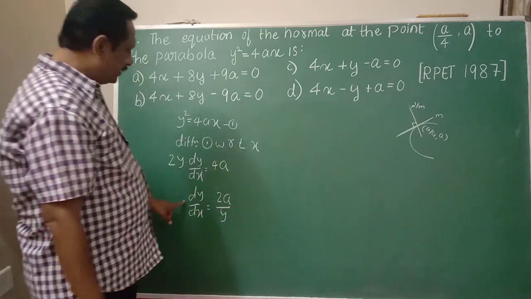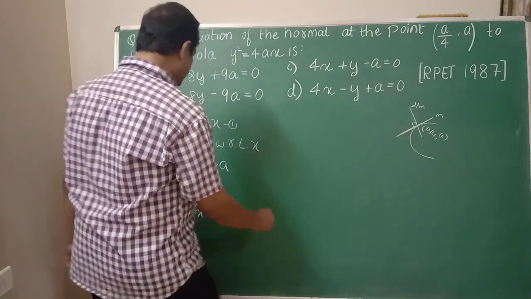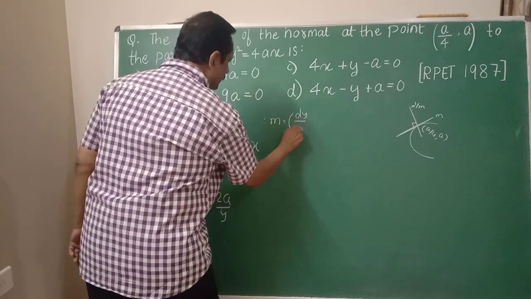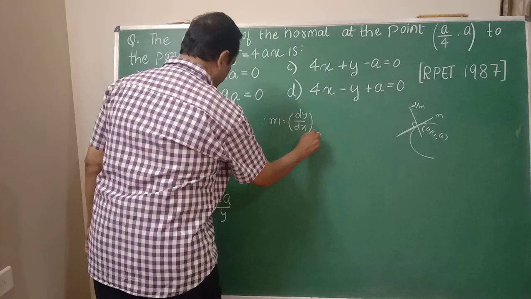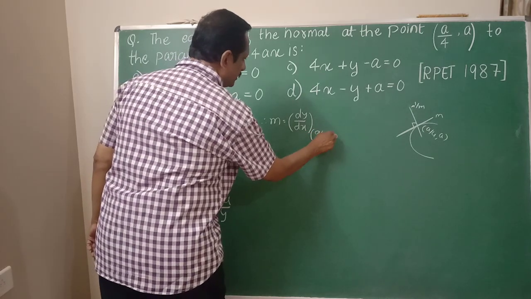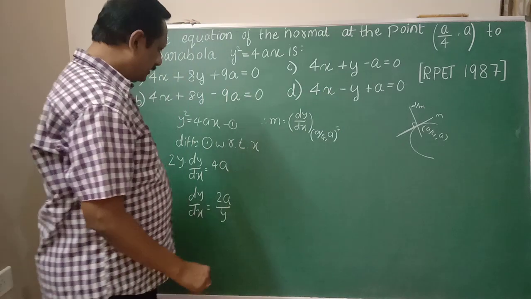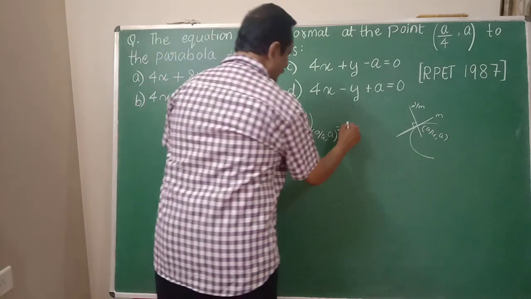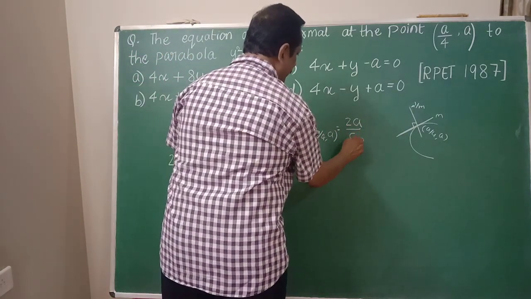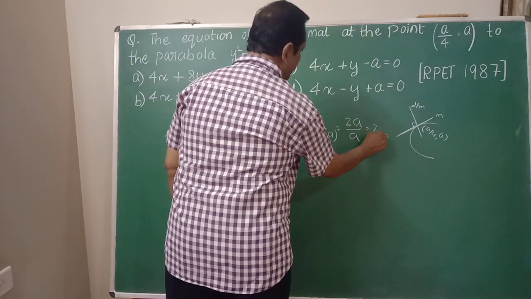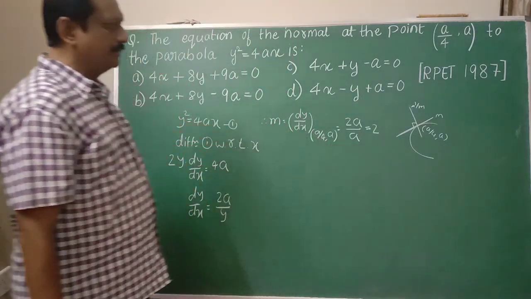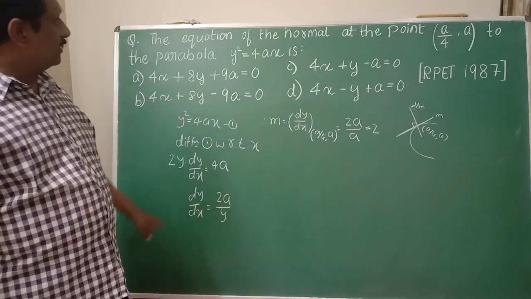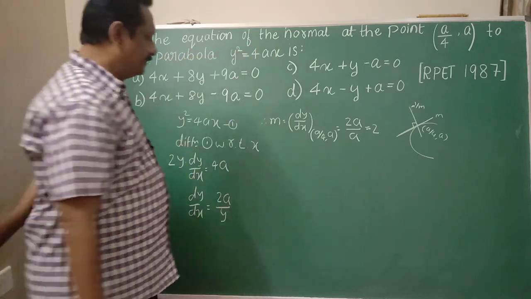Hence dy upon dx at the point (a/4, a): m is equal to dy upon dx at that point, which is 2a upon y, and here y is a. So 2a divided by a, and a cancels, remaining 2. Therefore m is equal to 2. It is the slope of the tangent. Here we want the equation of the normal.